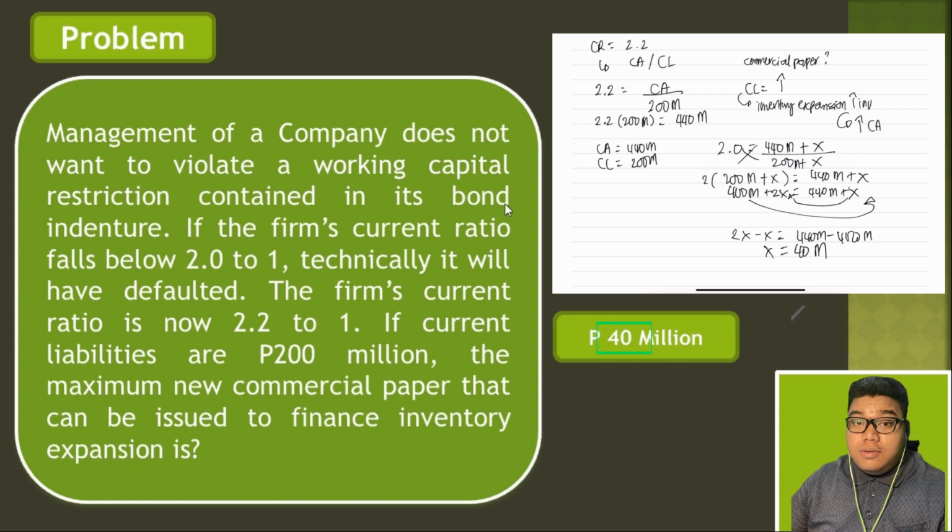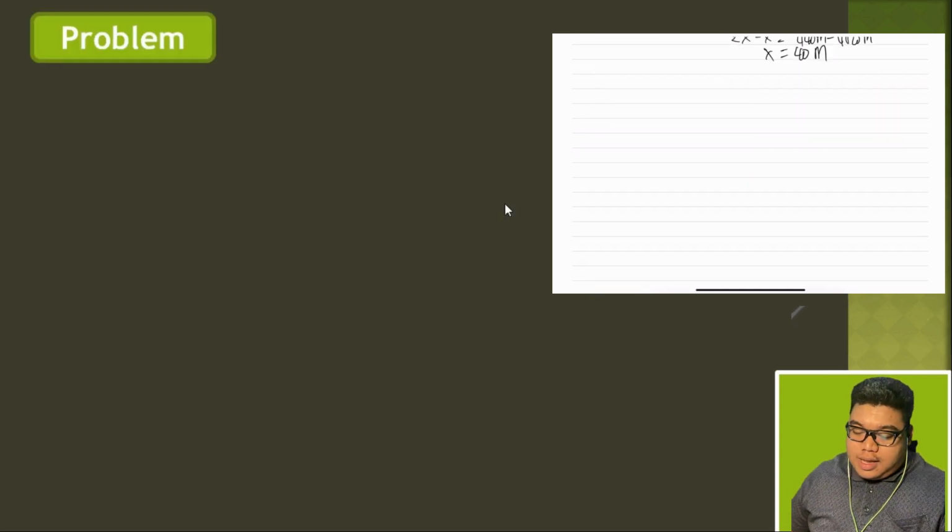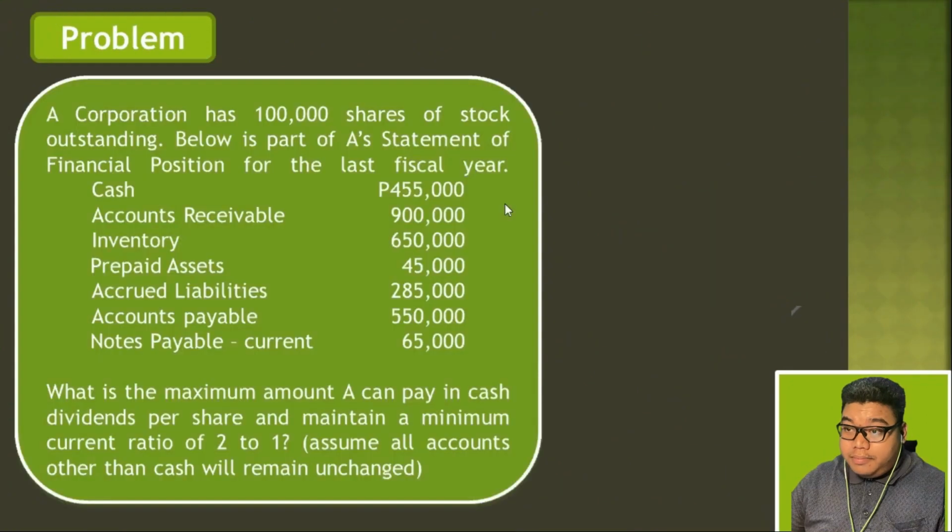Next, this means that in managing the current assets and current liabilities of the company, we can issue up to 40 million of commercial paper and still not violate the covenant, which is to maintain a current ratio of 2.0. So let's answer this next problem.